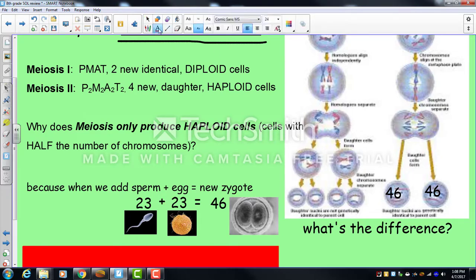We have four unidentical cells that each have 23 chromosomes, or half the number, okay? Half of 46 is 23. There's your math lesson for the day. And why is this?